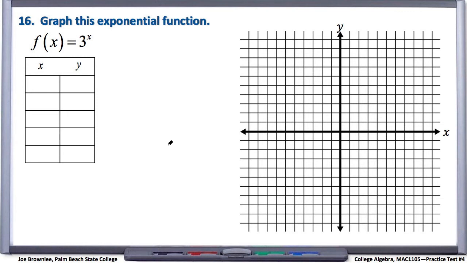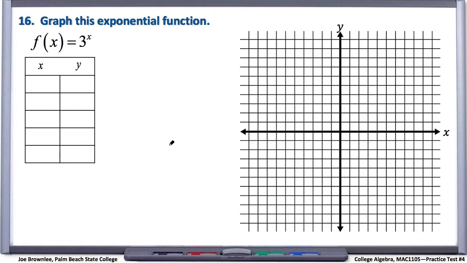Number 16, graph this exponential function, and we've been given f of x equals 3 to the x power. All right, so just because we're graphing an exponential function doesn't mean that we're going to treat this any differently than we would graphing a basic line or a parabola or anything like that. So let's go ahead and create an XY table for ourselves.